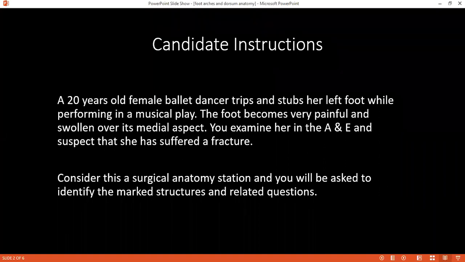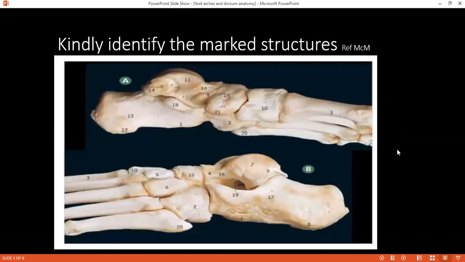Right, so if you have read and understood considering its surgical and optimization, kindly tell me what are you looking at? This picture A and B represents what? Which view? Ma'am, these are the foot bones of the left foot. The A is the medial part and B is the lateral part.